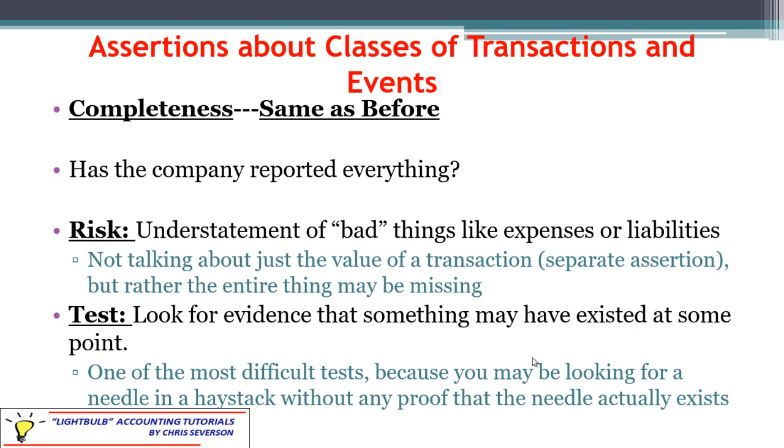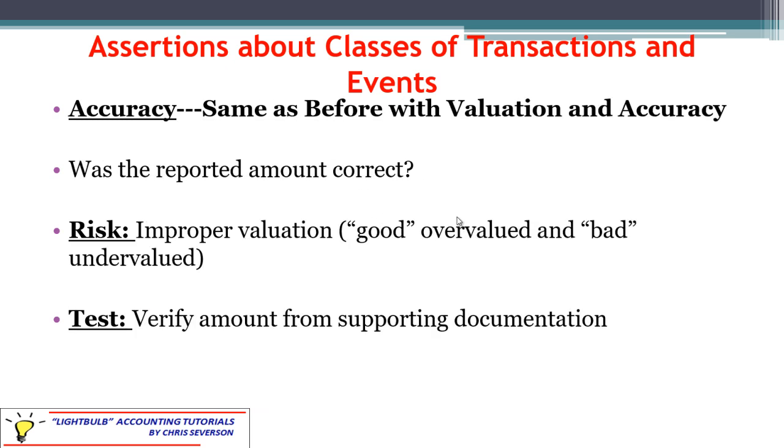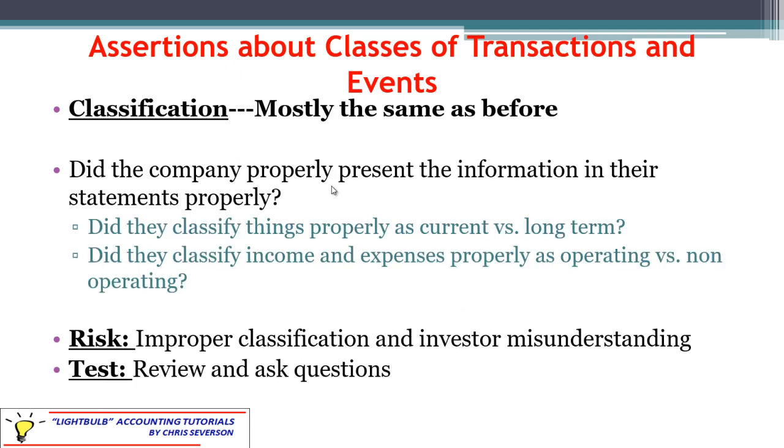Completeness, it's really the same thing as before. Did they report everything? But we're talking about an actual transaction now, so is there something that happened that they flat out didn't report? But all the rest of this verbiage is the same as the last time. Accuracy, so again, we're dealing with transactions now, but was the reported amount for that transaction proper? Classification, same basic things.